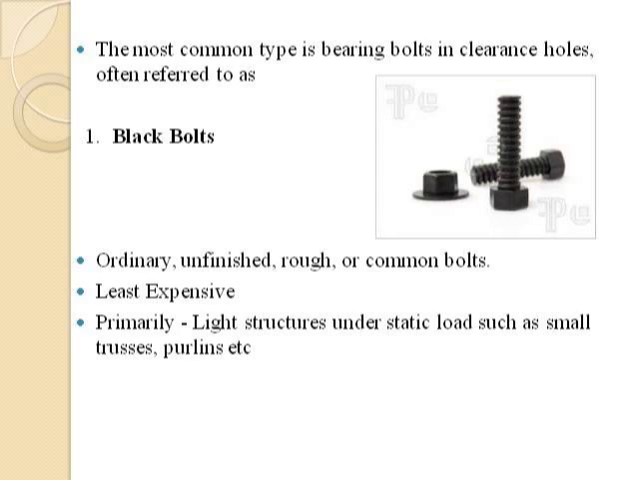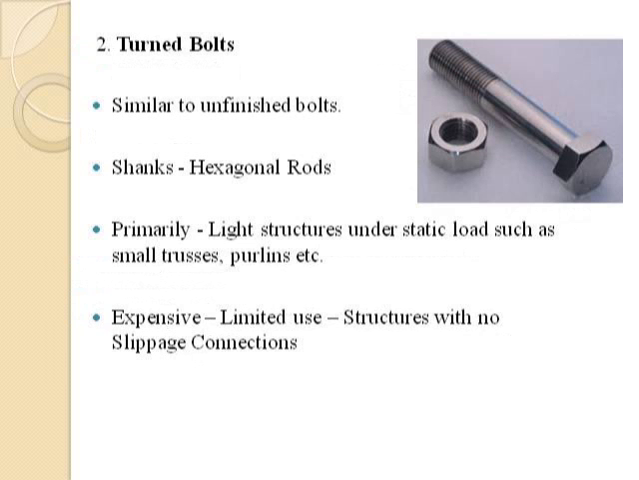They are ordinary, unfinished, rough or common bolts, which are very cheap, the least expensive we can say. These are primarily for light structures under static load, such as small trusses or purlins. So we'll use these bolts to connect members of trusses or purlins. We'll choose this type of bolt if very little load is applied on our structures.